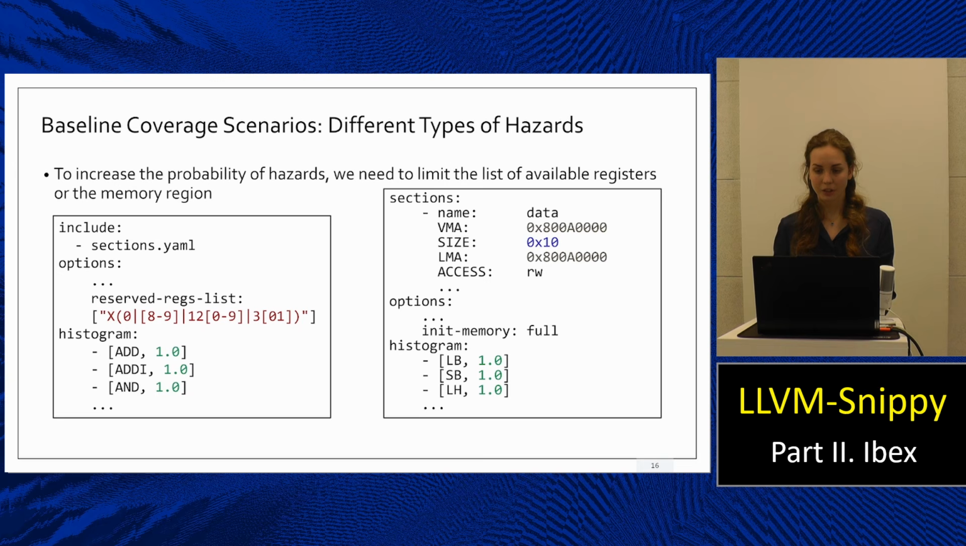The second technique targets memory hazards. The idea is similar. We limit the memory region instead of a large memory area with access spread across the address space. With a small data section, load store instructions more often access neighboring or identical addresses. In addition, init memory full is enabled so memory is properly initialized and load store scenarios can be generated actively.